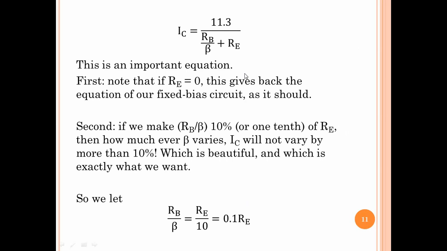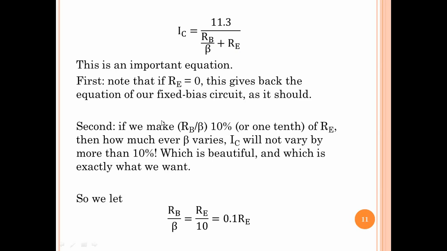Okay. This is an important equation. First of all, of course, whenever we write equations, it's always good to check whether we've got it right or not. So we say, well, suppose RE was 0, which will be our fixed bias circuit. Then this equation goes back to our equation for the fixed bias circuit. So that is good. That verifies that this equation is okay.